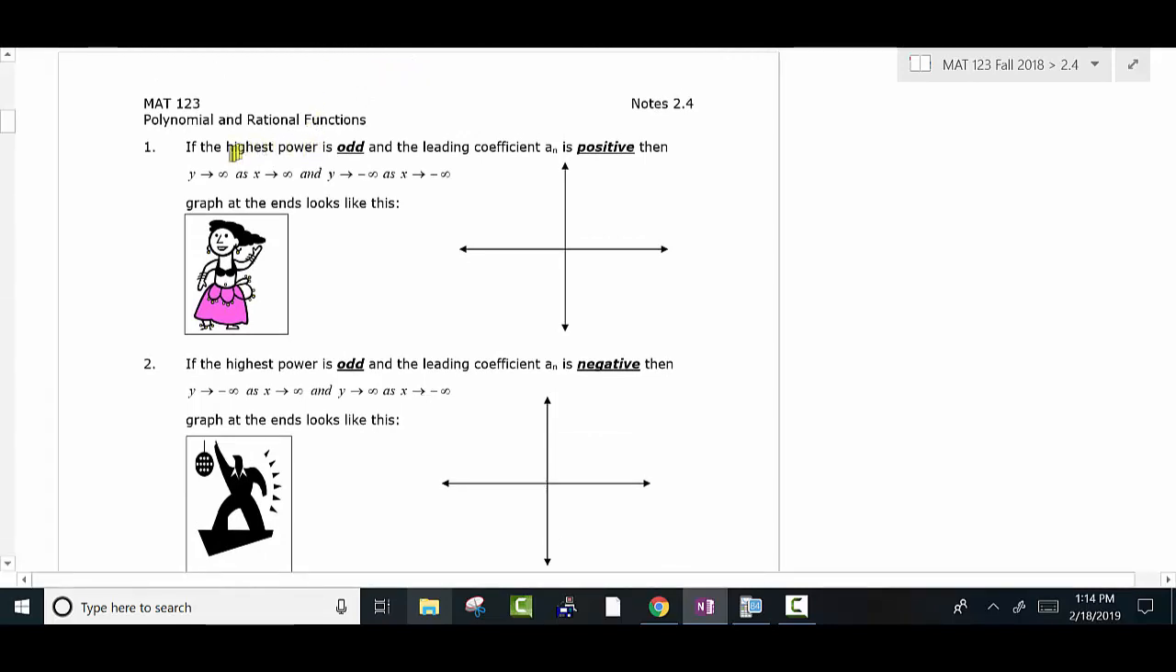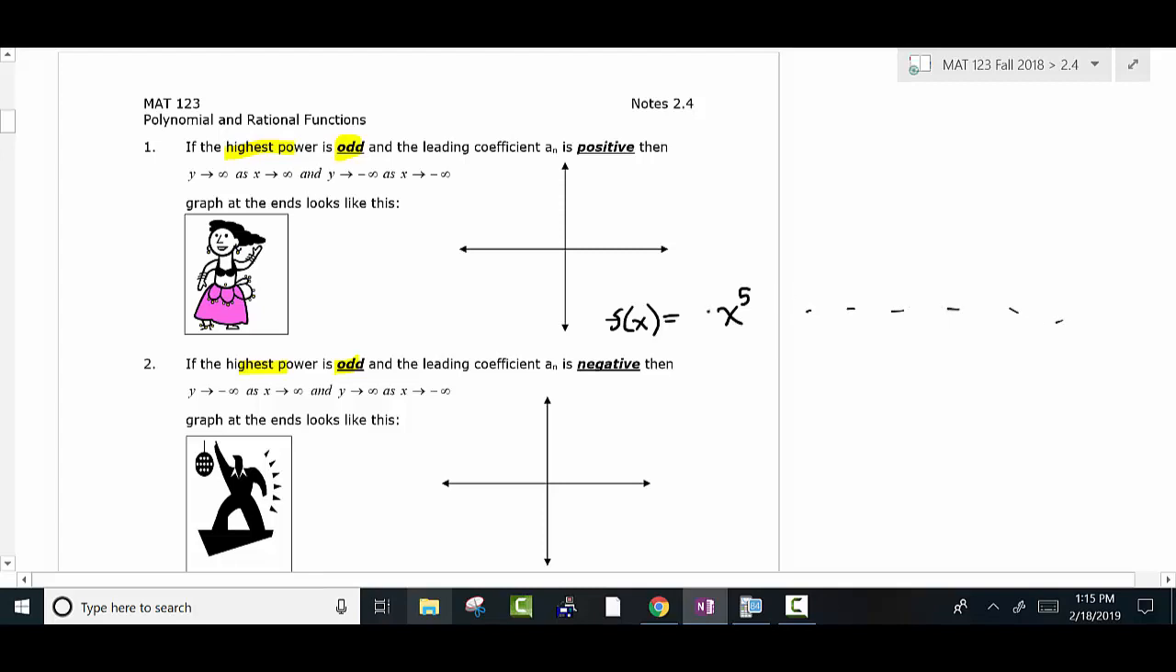If the highest power is odd, then the graph is going to look like this. Either the dancer goes like this or like this, so it's one of the two. Anytime the highest power is odd, the graph does that. I'll give you an example. Let's say you have f of x, and I'm going to make the highest power some odd number, like 5. What comes past that doesn't make any difference. You can have anything you want past that.